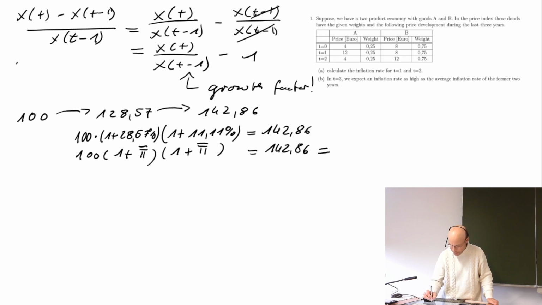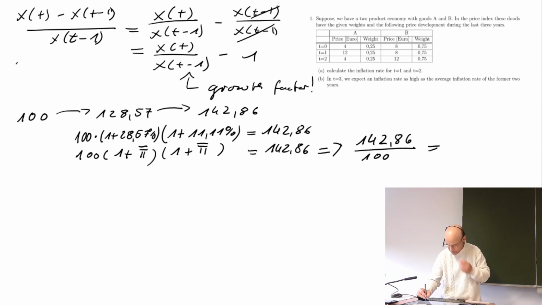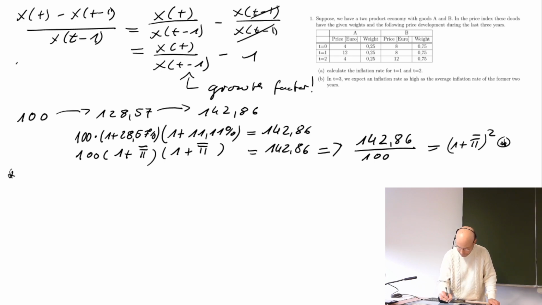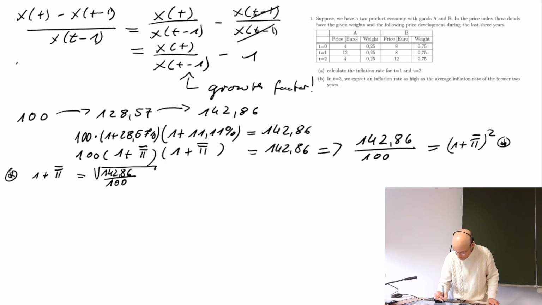So then, of course, we have 142.86 over 100 equals 1 plus pi bar squared. So we get 1 plus pi bar equals the root of 142.86 over 100.